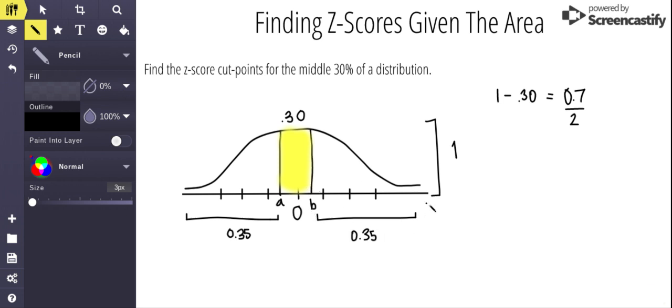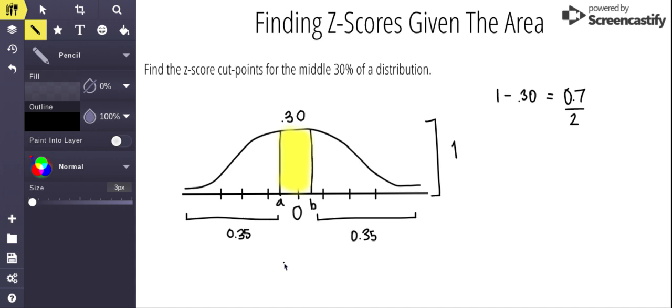And now that we know that each of these sides is 0.35, we can use one of our calculator functions. If the area is 0.35, then what is that exact value? So we know the input is the percentage, or that area, and the output is that specific x value. So you should already be thinking that we're going to use inverse norm. And if you don't know what that is, you can watch my other videos explaining calculator functions and what they really mean.